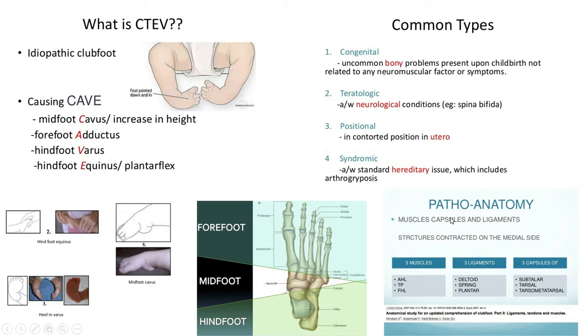And the muscle, capsule, and ligament are very important. Three muscles you have to know: tibialis anterior, tibialis posterior, and flexor hallucis longus. And for ligaments, deltoid, spring, and plantar are all contracted. And for capsule, subtalar joint, talonavicular joint, and tarsometatarsal joint. These three joint capsules are involved. Three ligaments, deltoid, spring, and plantar ligament are involved, and the three tendons are involved.